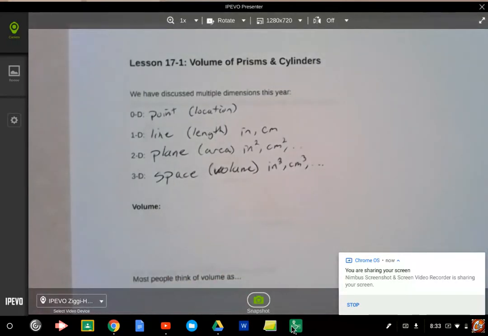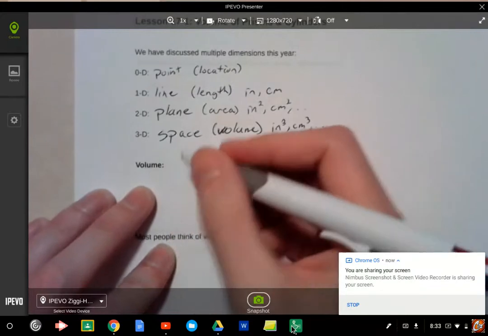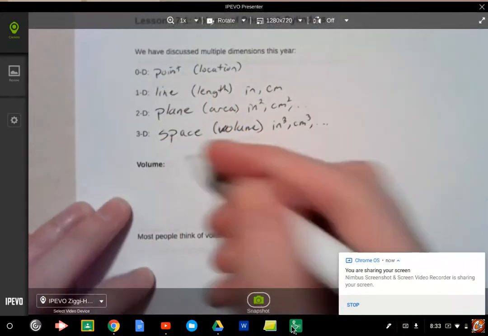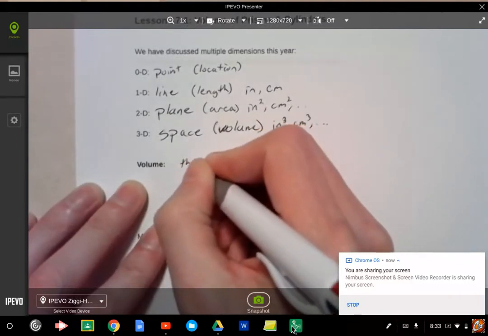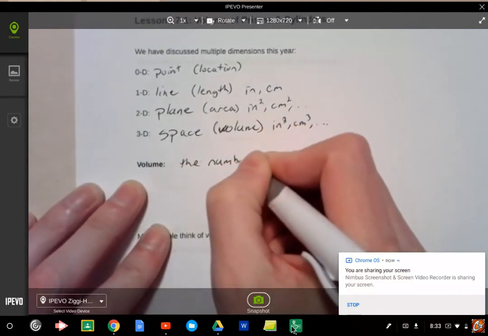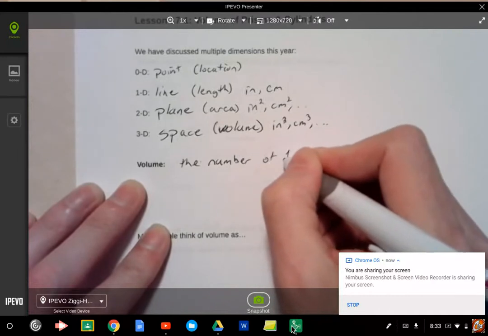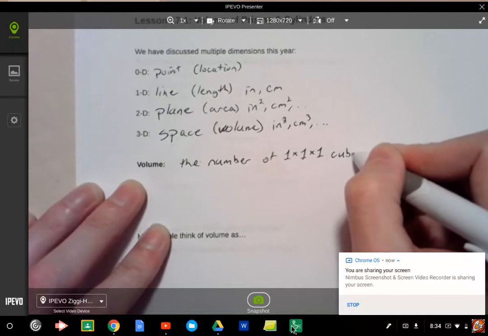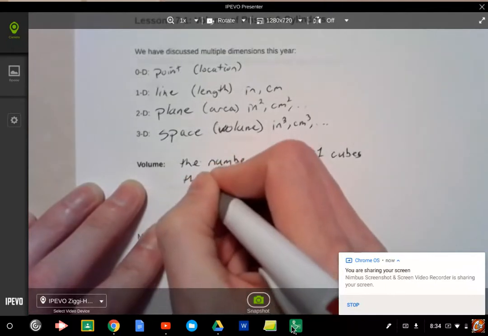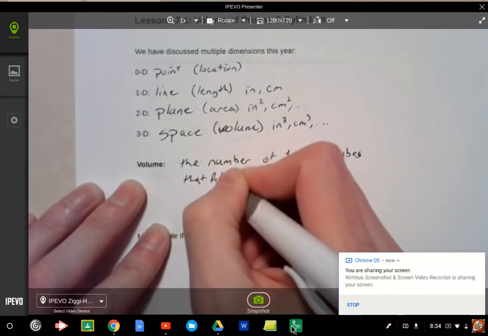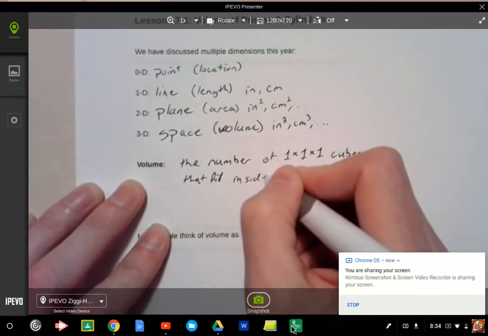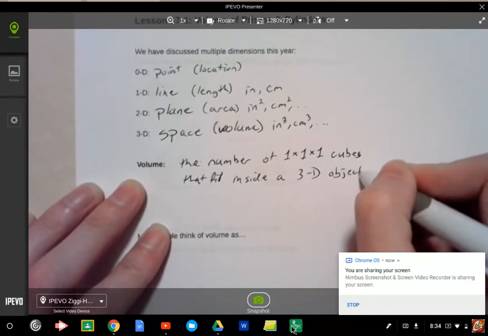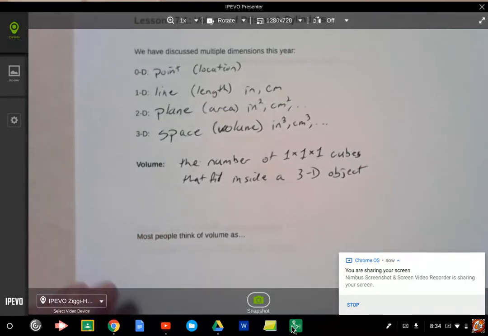So what is volume? Well, volume, just like we said in area, it was how many 1 by 1 squares fit into an area. Volume is the number of 1 by 1 by 1 cubes that fit inside a 3D object. Okay, so that's what we mean by volume.